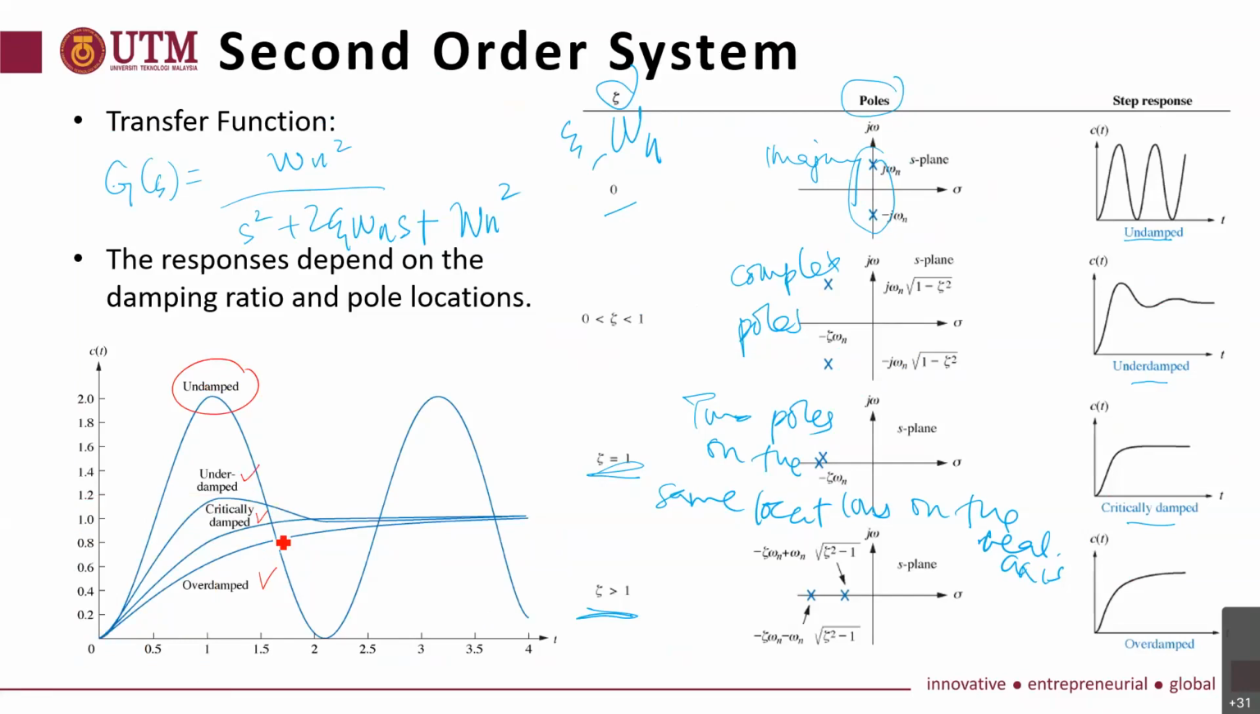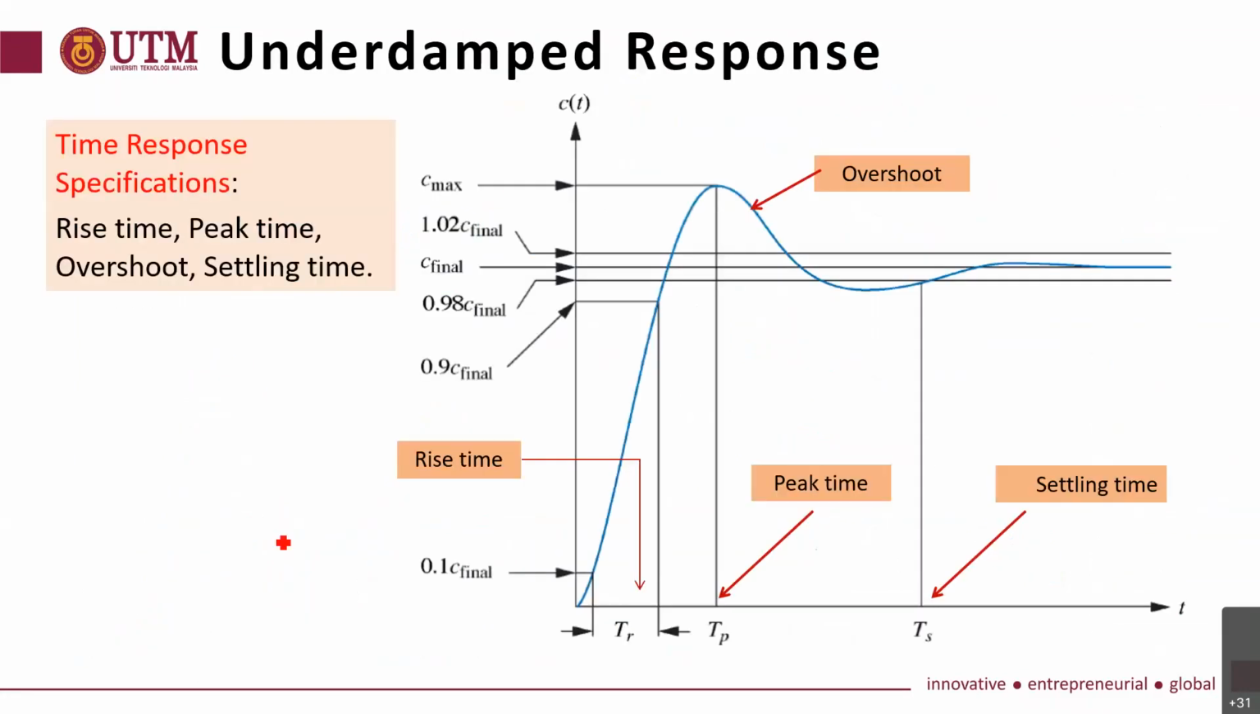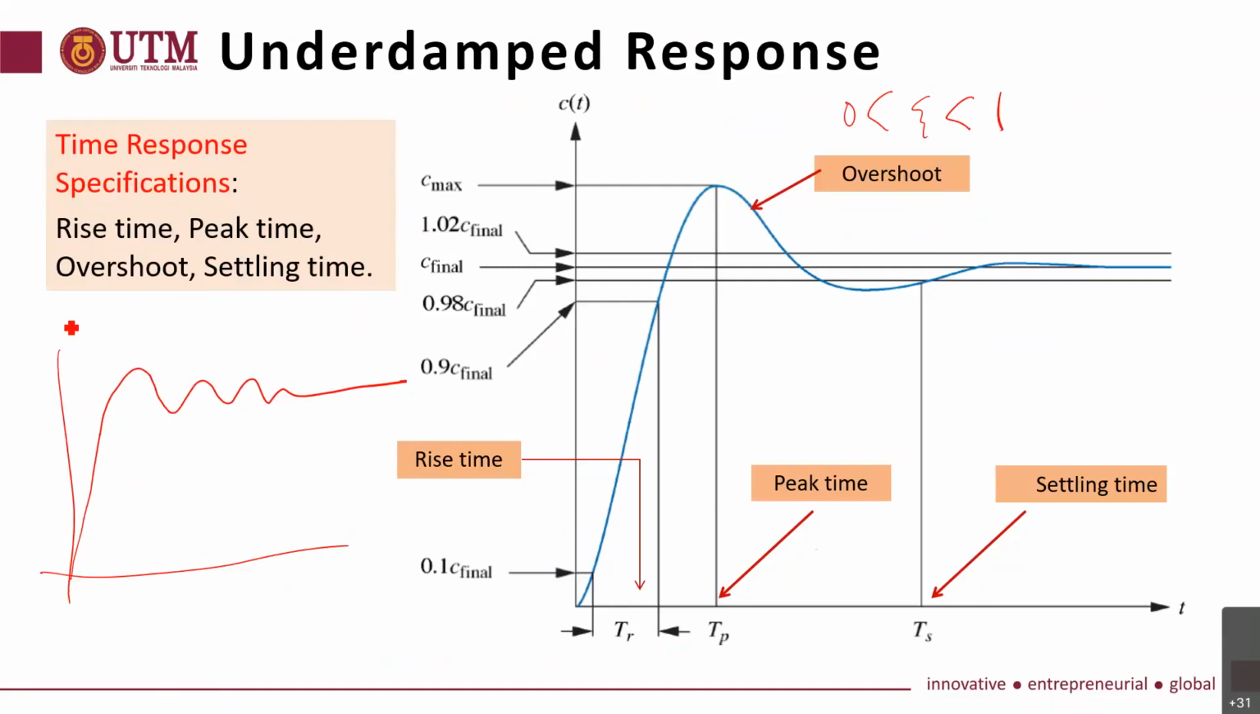So that is the second order system. And in particular, in 3133, we give a special focus on the underdamped response, for the case where zeta is between 0 and 1. For an underdamped response, we will get a response like this. Okay, it goes up, oscillates, and then stops.